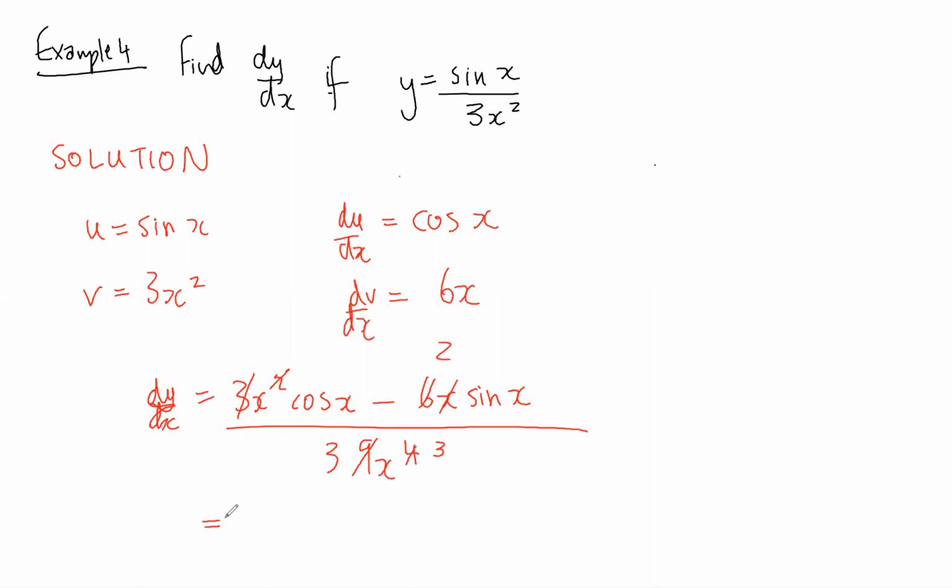Okay, so fully simplified, we've got x cos x minus 2 sine x over 3x cubed. And that's it, fully simplified.